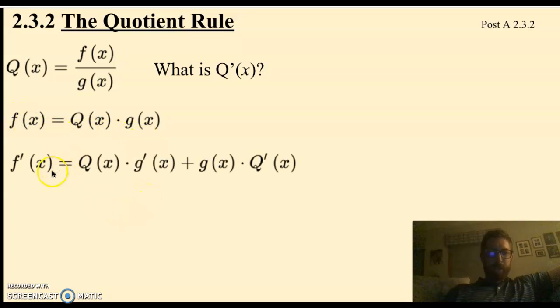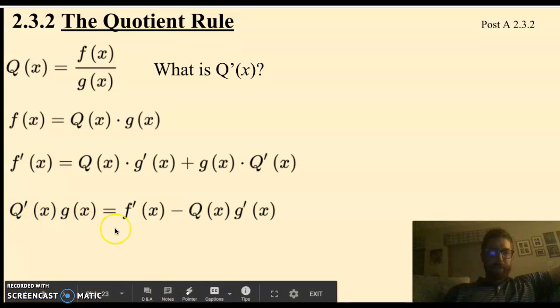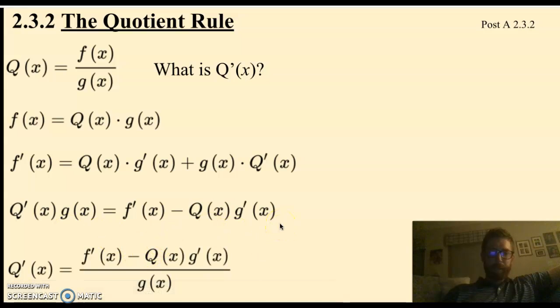So let's do the multiplication rule, right? So I got f prime of x equals, leave the first alone, times the derivative of the second, plus the second times the derivative of the first. And now I need to get q of x alone. So what I'm going to do is get all this stuff right here over to the other side. So I'm going to subtract q of x times g prime of x from both sides. So I get this function right here. I'm almost there. I need to divide both sides by g of x, which I did right there. Hopefully you can see that. There it is.